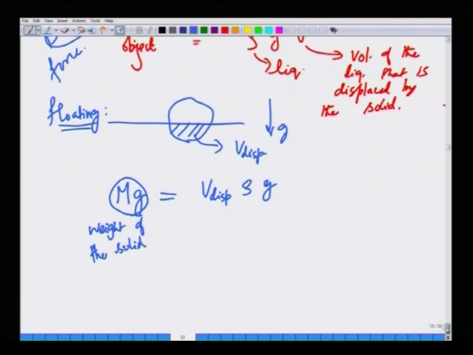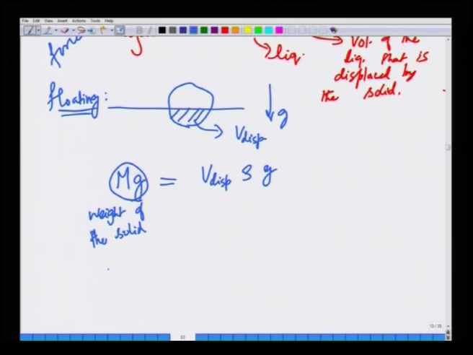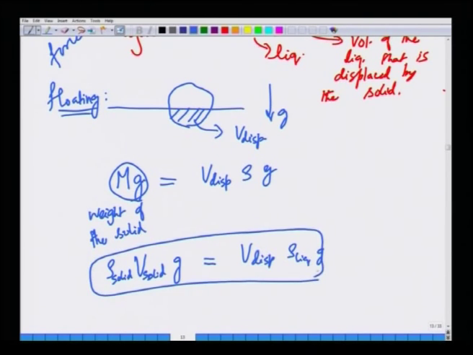Now, the mass of the solid is nothing but rho solid times V solid, the volume of the solid, times g is equal to V displaced times rho liquid times g. This is the condition for floating, the condition for a body to be at equilibrium, for a body to be floating on a liquid surface.